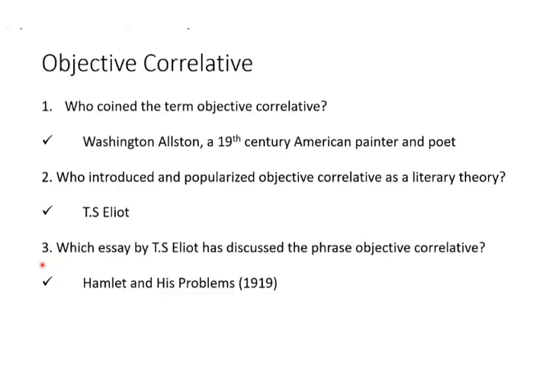Now, the third question. Which essay by T.S. Eliot has discussed the phrase objective correlative? Where did T.S. Eliot first discuss this phrase? T.S. Eliot first discussed the phrase objective correlative in his 1919 essay, Hamlet and His Problems. Keep this title in your mind. The phrase objective correlative was discussed by T.S. Eliot in his essay Hamlet and His Problems.